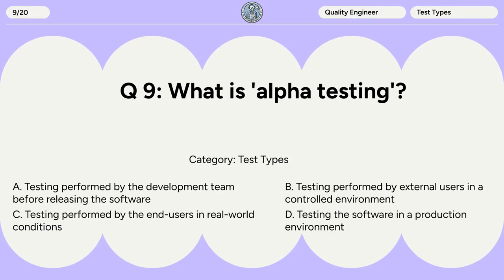Question 9. What is alpha testing? A. Testing performed by the development team before releasing the software. B. Testing performed by external users in a controlled environment. C. Testing performed by the end users in real-world conditions. D. Testing the software in a production environment.